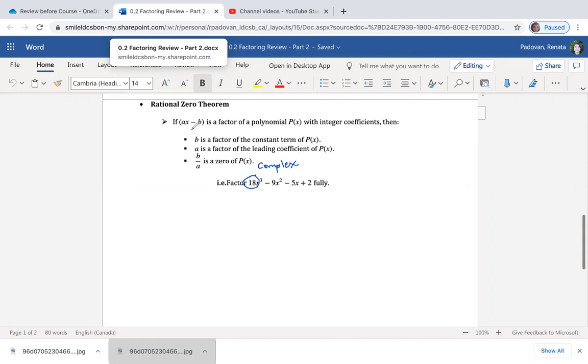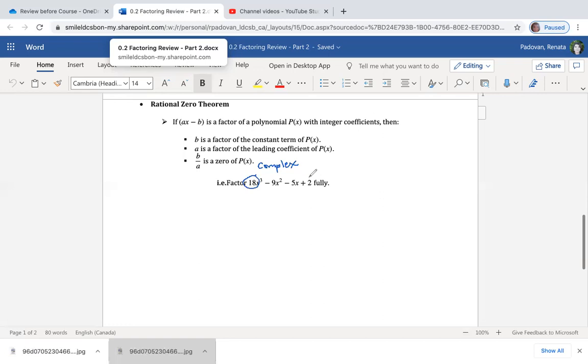So now instead of x minus b being a factor, I have ax minus b being a factor of the polynomial term. B is a factor of the constant term p of x, which was the same as in the previous integral zero theorem. A now, because a is a value bigger than 1, is a factor of the leading coefficient of p of x, and that will make sense in 1 second here. And b over a is a 0 of p of x. So the way I would start doing this is the same way I did before.